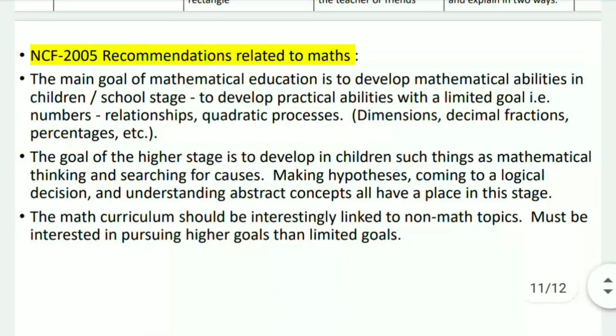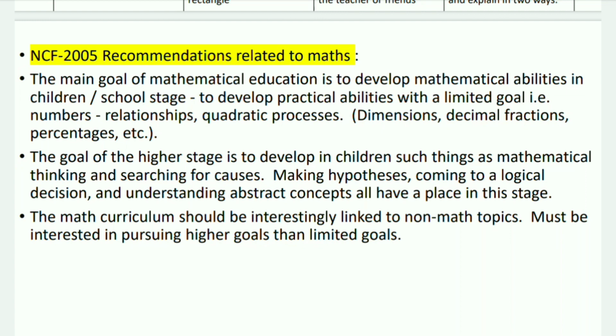NCF 2005 recommendations related to maths. The main goal of mathematics education is to develop mathematical abilities in children. At the school stage, it is to develop practical abilities with a limited goal, that is, numbers, relationships, quadratic process, dimensions, decimal fractions, percentages, etc.